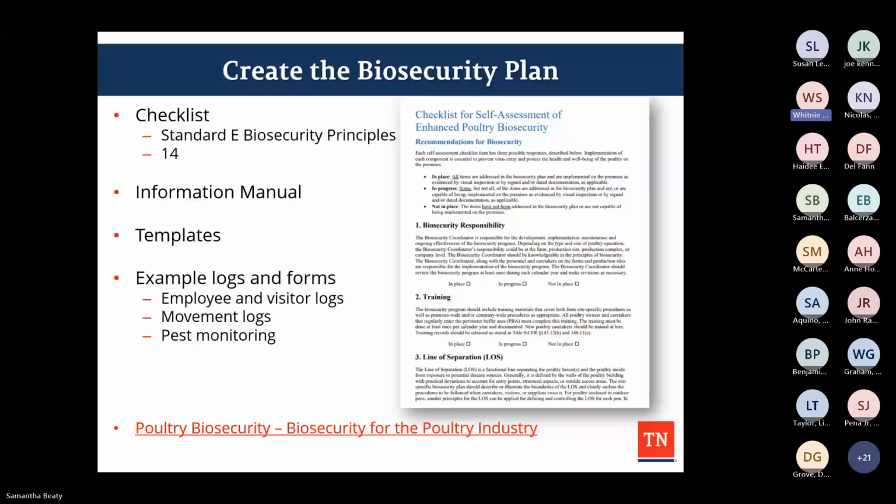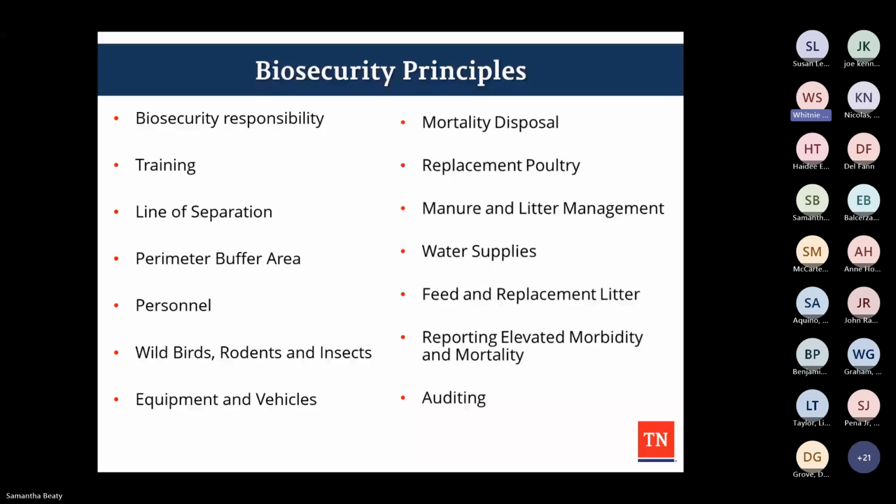So there is a checklist of 14 standard biosecurity principles. This mirrors the National Poultry Improvement Plan, but these are good for any sort of biosecurity plan. And so these are the 14 different principles, and we're just going to kind of walk through a little bit more of the details on each of these. So you can go to the next slide.